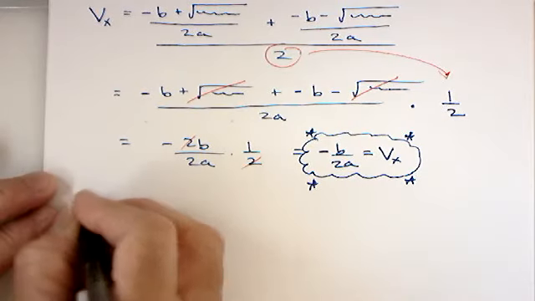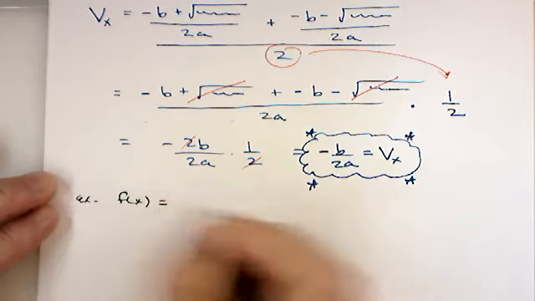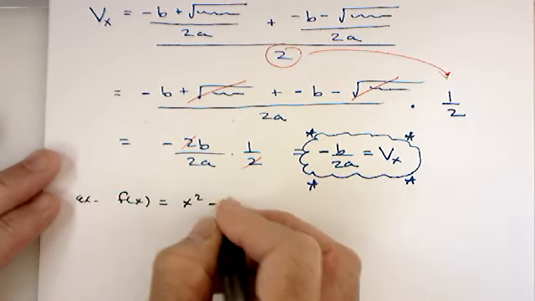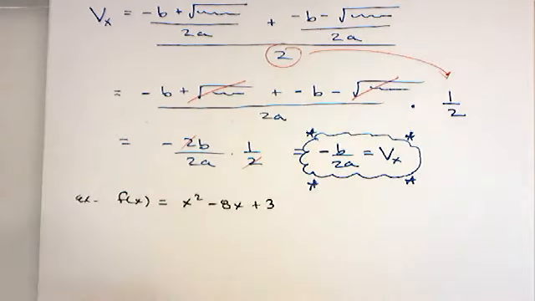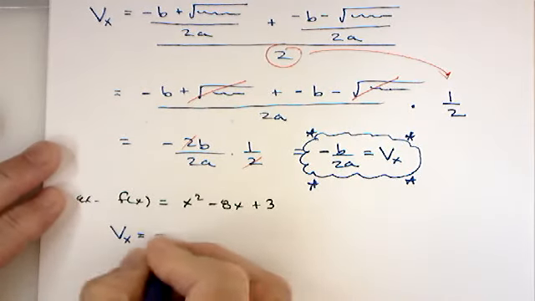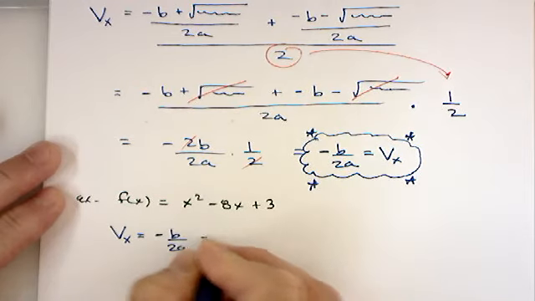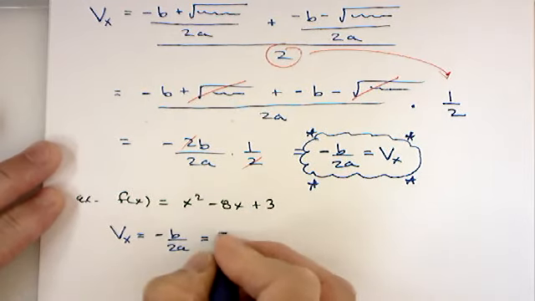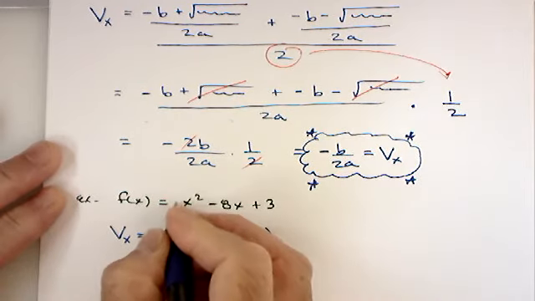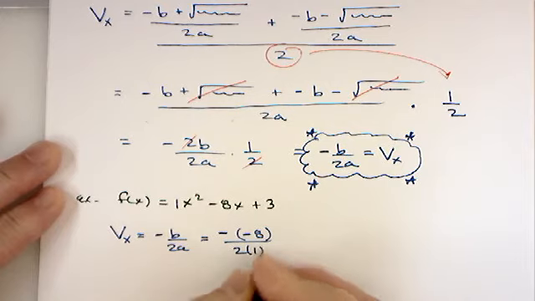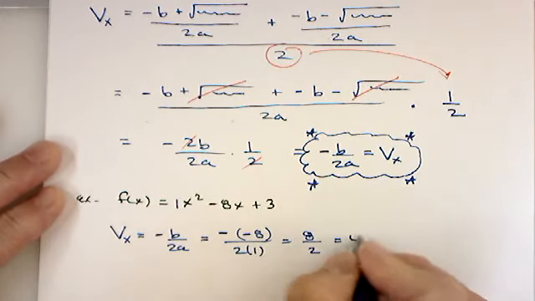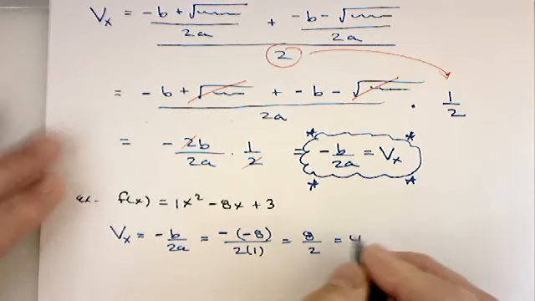So for an example, let me just show you here. Say I wanted to find the vertex of x squared minus 8x plus 3. I first find the x coordinate of the vertex using negative b over 2a. B is negative 8, so it's going to be the negative of negative 8 over 2. My a is 1. That gives me 8 over 2, which is 4. That's the x coordinate of my vertex.